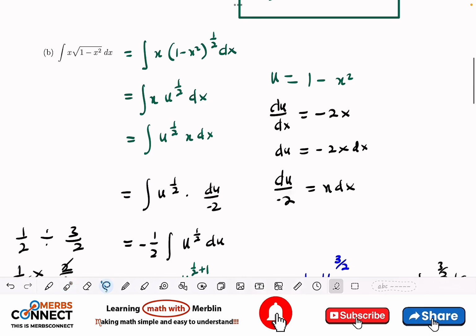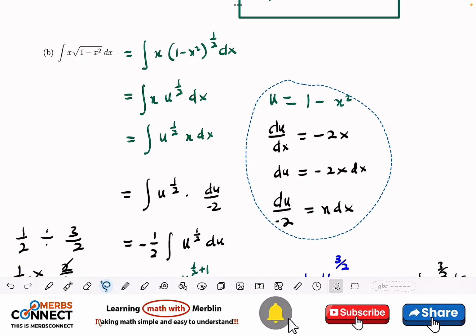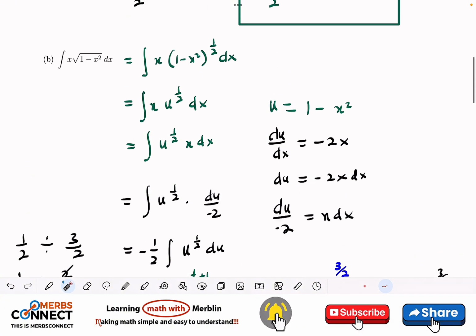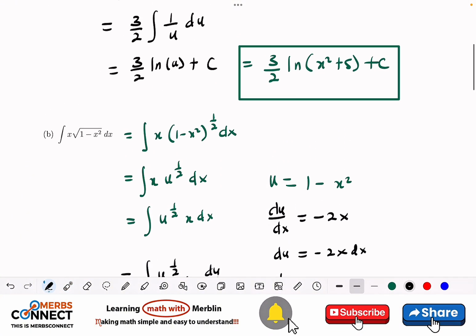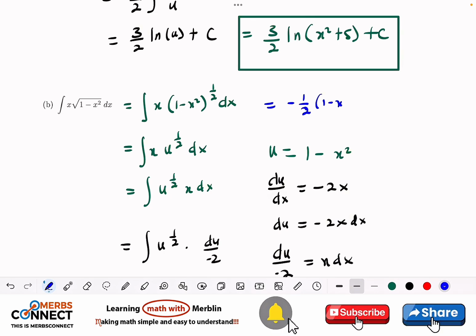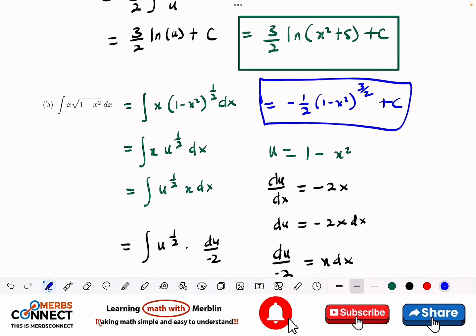So what I'm going to do is I'll put the final results on the top here. So I'm just writing this, but now doing substitution for u. So this is going to give us our final results, which is going to be minus 1 over 3. Then what do we have? u is 1 minus x squared to the power 3 on 2 plus c. So this is our final results here.